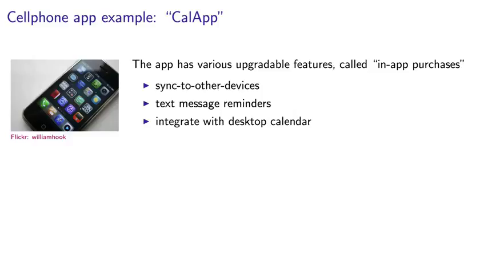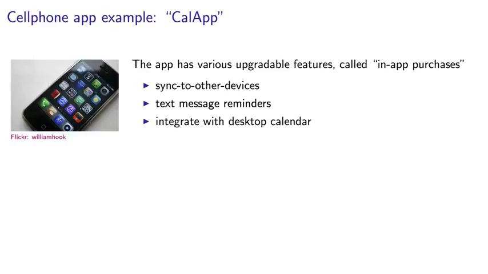Let's test your knowledge. We're going to use this example in the next video, so try to remember it for next time. The example was inspired by an article that appeared in the Harvard Business Review. You are marketing a calendaring app for a cell phone. Let's call it Cal App. The basic functionality in the app is free, but inside the app, the users can pay small amounts to upgrade various features. These are known as in-app purchases.